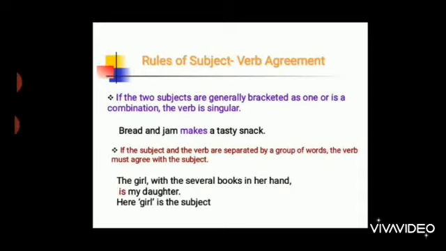If the subject and the verb are separated by a group of words, the verb must agree with the subject. The girl with the several books in her hand is my daughter. Here, girl is the subject.